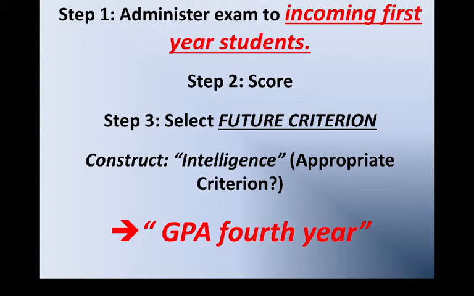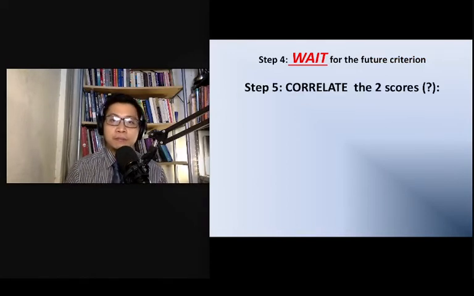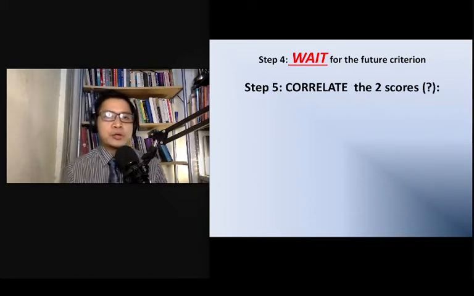So what you do is, you accept these incoming first year students, you accept these people in your school, and then antayin mo na mag fourth year sila, and from there kukunin mo ngayon yung GPA. Yun yung gagawin mo sa step 4. Aantayin mo sila na mag fourth year and get that criterion. Oras na nakatapak na sila sa fourth year, okay? Now you are ready to go or to do step 5.